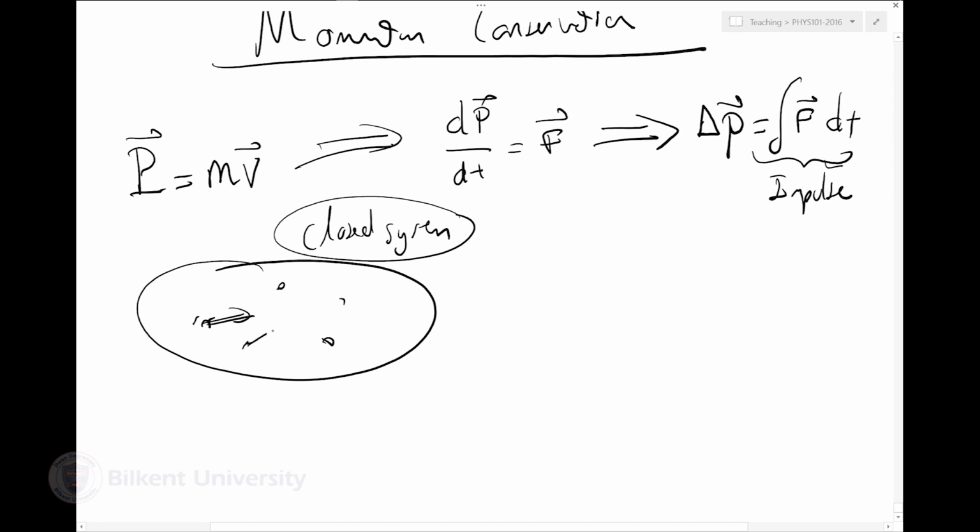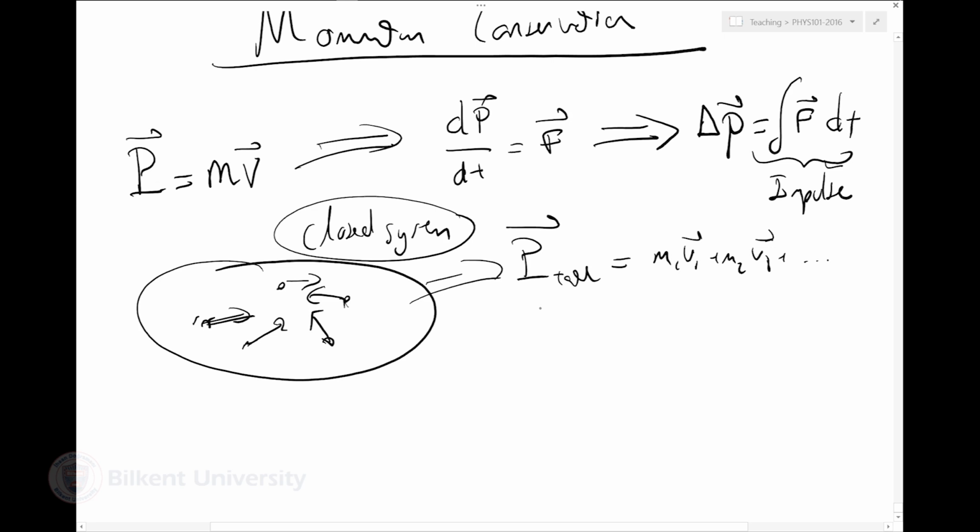Then I may have many particles moving in there, colliding with each other, maybe even long-range forces like electrical forces between them. But P total, which is m1v1 plus m2v2 plus all the momenta, is conserved. Why is it conserved? Because of Newton's third law. All forces actually come in equal and opposite pairs, all the internal forces.